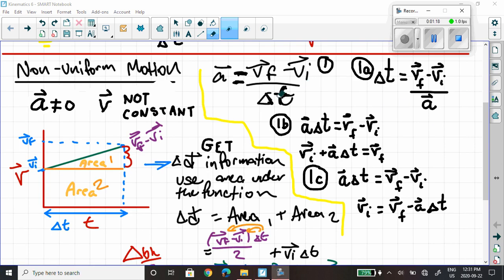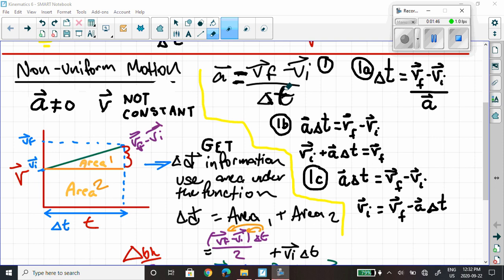Now, we do already have an equation that involves non-uniform motion, acceleration not equal to zero. It's this equation right here. And we looked at it a while ago. I had you do some questions on it. We did some examples in the videos. Its acceleration is equal to final velocity minus initial velocity divided by how much time it took for that velocity change to occur.